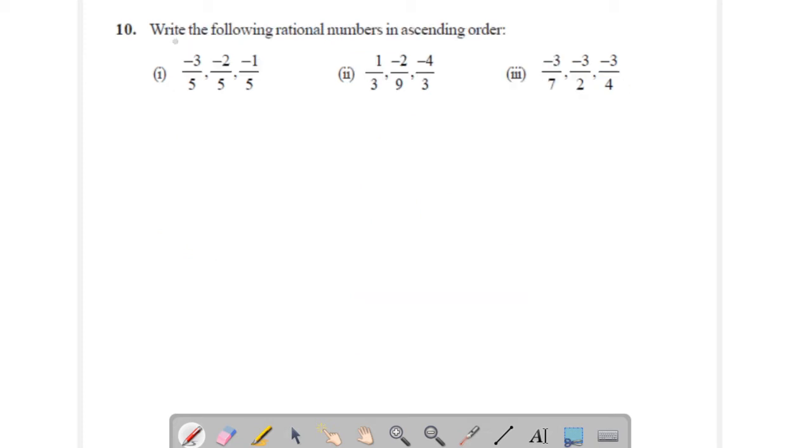Now come to question number 10. Write the following rational numbers in ascending order. See the solution. Say first part: minus 3 upon 5, comma, minus 2 upon 5, comma, minus 1 upon 5.